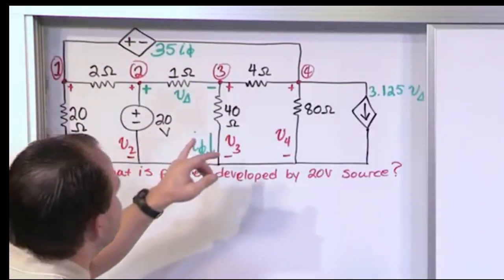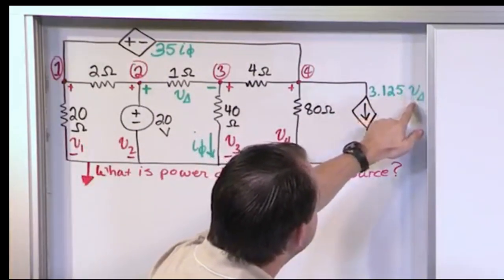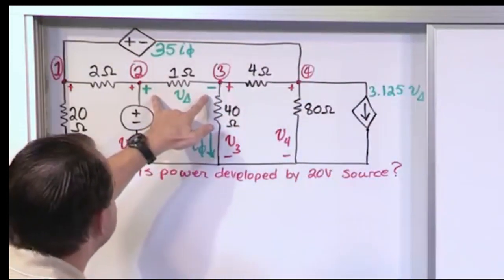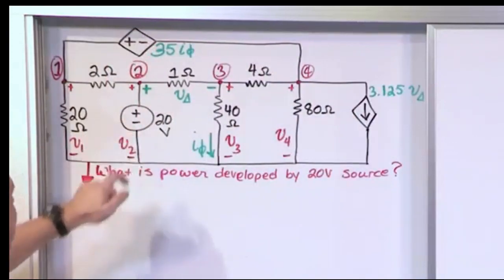All right. The current flowing through this current source is 3.125 times V delta. V delta is defined to be the voltage across the 1 ohm resistor. So 2 dependent sources, 1 independent source.